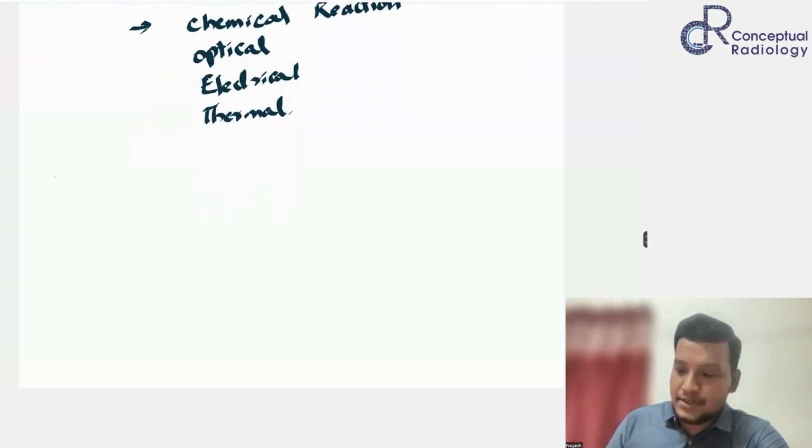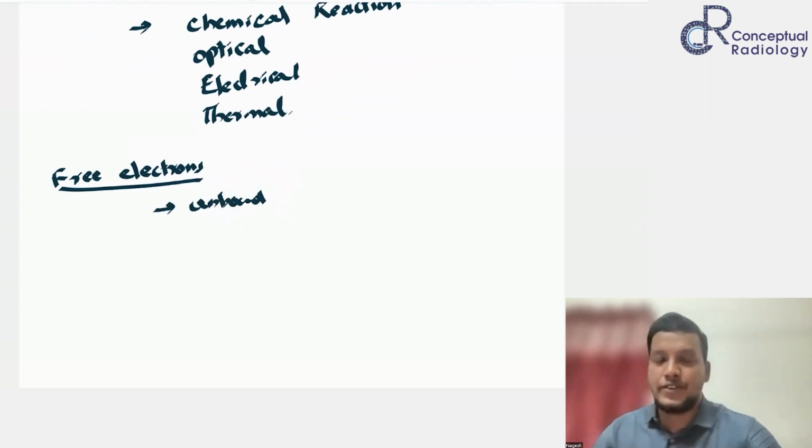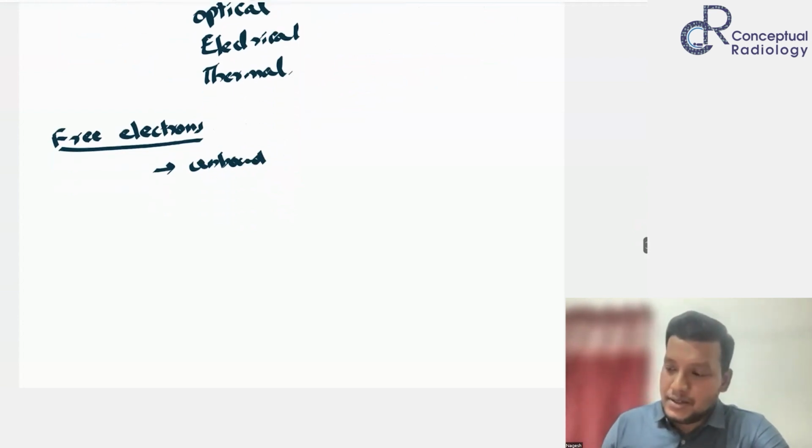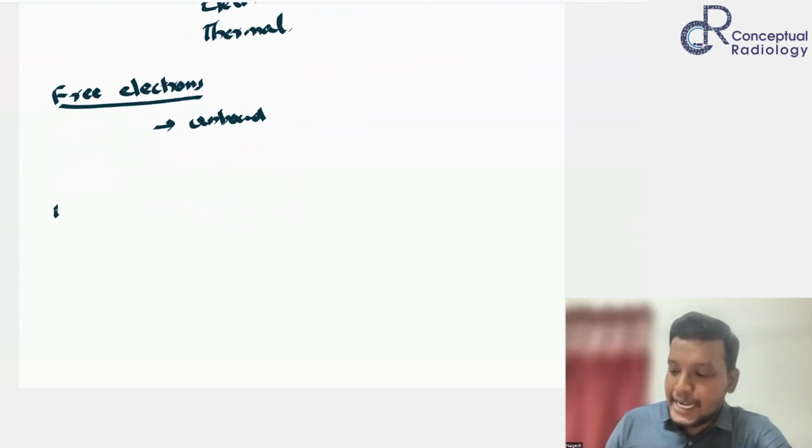Next is the free electrons. Free electrons are the unbound electrons, which are free from the influence of the nucleus. So this is the basics of atomic structure. Now let us look at the binding energy.